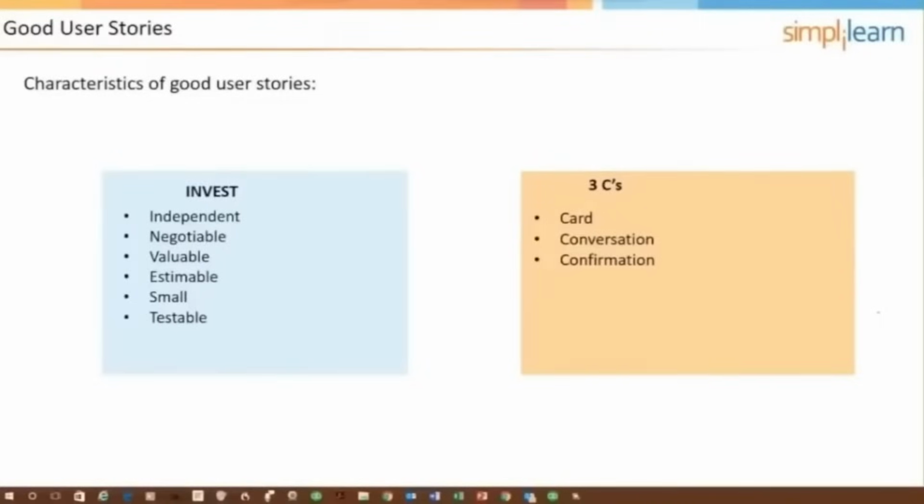The second C is conversation. The user story card is the item that is used for the team and the product owner to talk and discuss, in order to make sure that they are on the same page when it comes to what is actually supposed to be developed and what it's supposed to look like at the end, which leads us to the third one, which is confirmation.